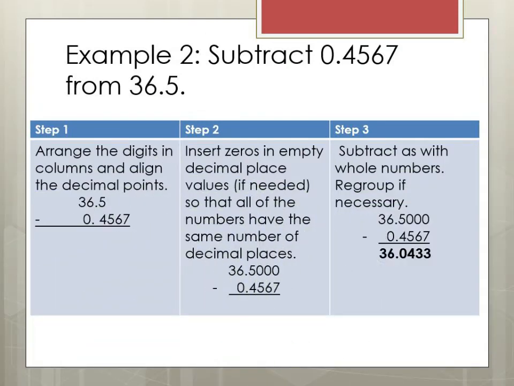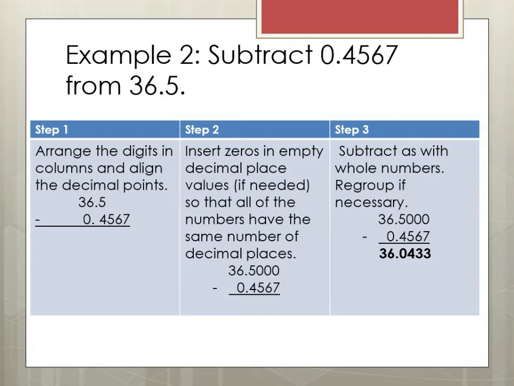Let us study example 2. Subtract 4,567 10,000ths from 36 and 5 tenths. Step 1. Arrange the digits in columns and align the decimal points. So we need to start first with 36 and 5 tenths, minus 0.4567. So 6 and 0 are aligned, while 5 and 4 are aligned. So we need to keep the decimal point aligned.